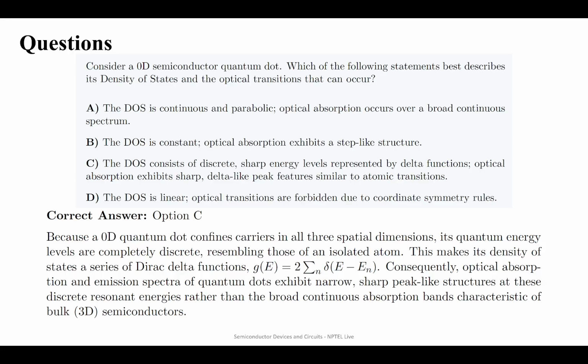G of E is equal to 2 sigma n delta E minus En. Consequently, optical absorption and emission spectra of quantum dots exhibit narrow, sharp, peak-like structures at these discrete resonant energies, rather than the broad continuous absorption bands characteristic of bulk semiconductors.